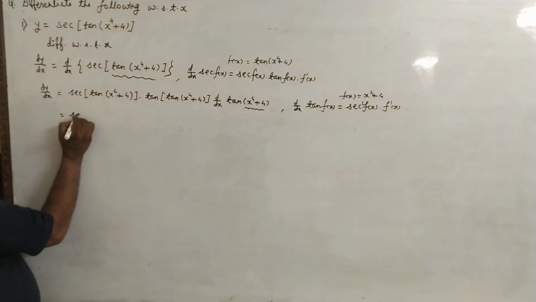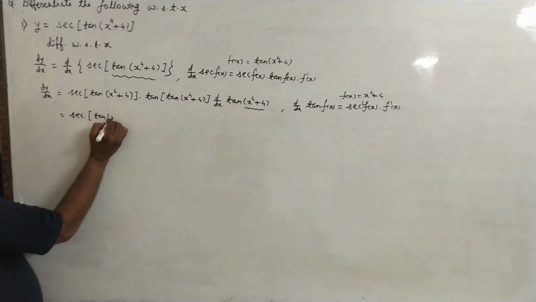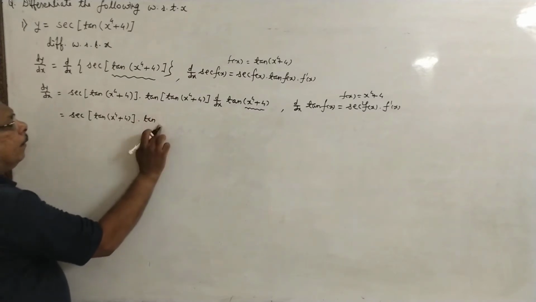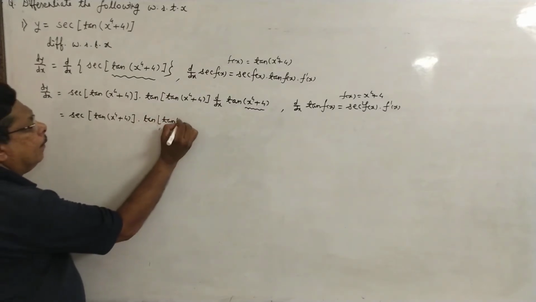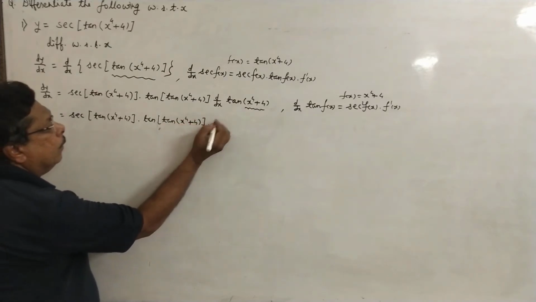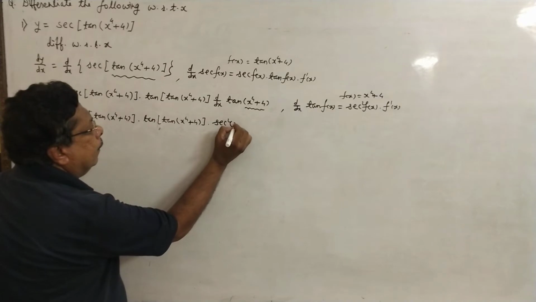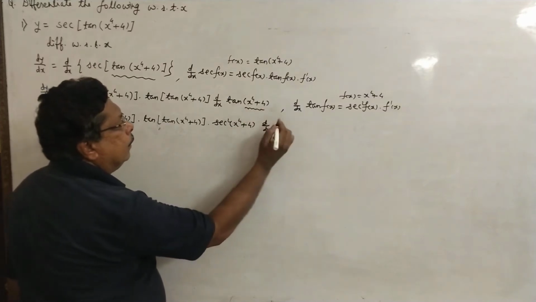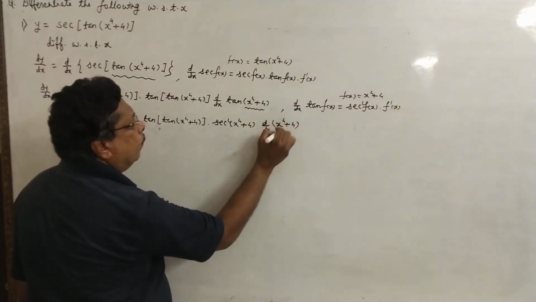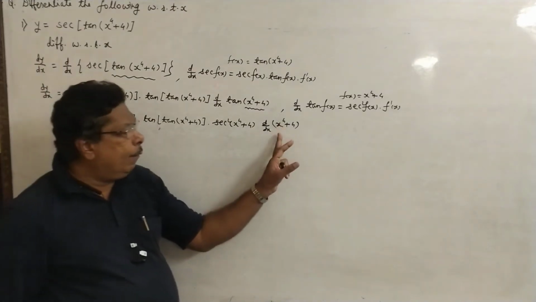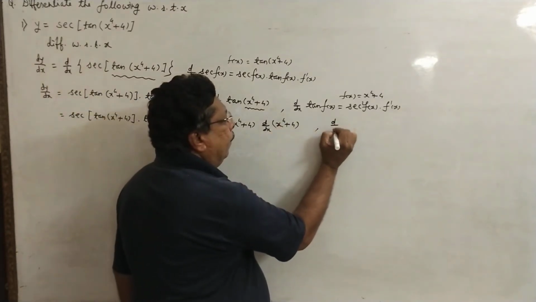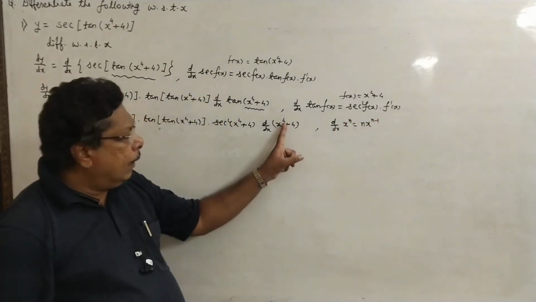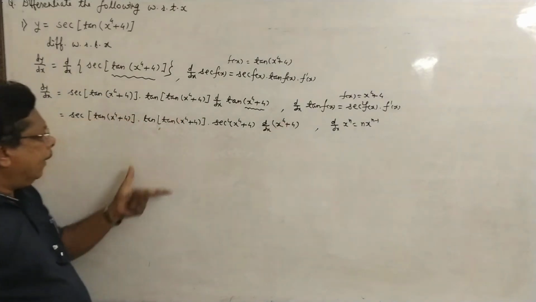So carry this sec of tan of x raised to 4 plus 4 into tan of x raised to 4 plus 4. This derivative is sec square x raised to 4 plus 4 into derivative of fx. Fx is x raised to 4 plus 4. Now what is the derivative of x raised to 4? Use the formula. Derivative of x raised to n is nx raised to n minus 1. Here n is equal to 4.